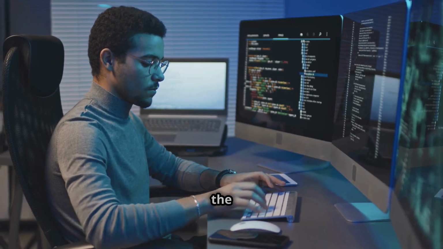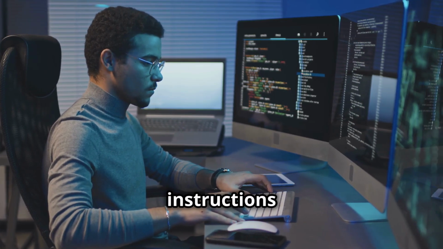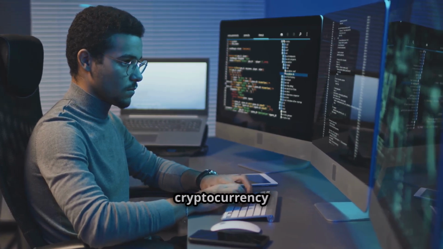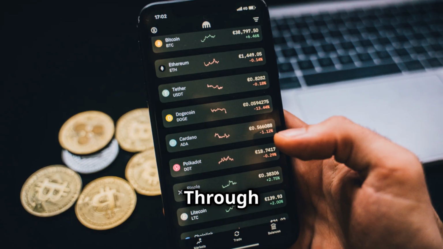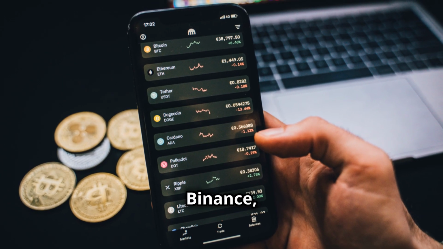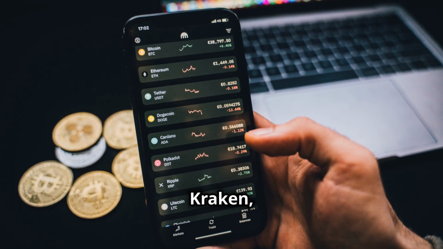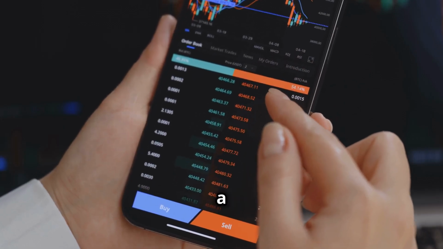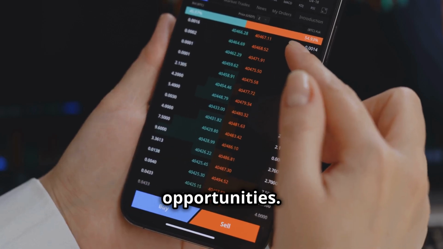Think of APIs as the messengers that carry our trading instructions to the bustling marketplace of cryptocurrency exchanges. Through these APIs, our Python code can interact with exchanges like Binance, Coinbase, Kraken, and many more, each offering a gateway to a world of trading opportunities.